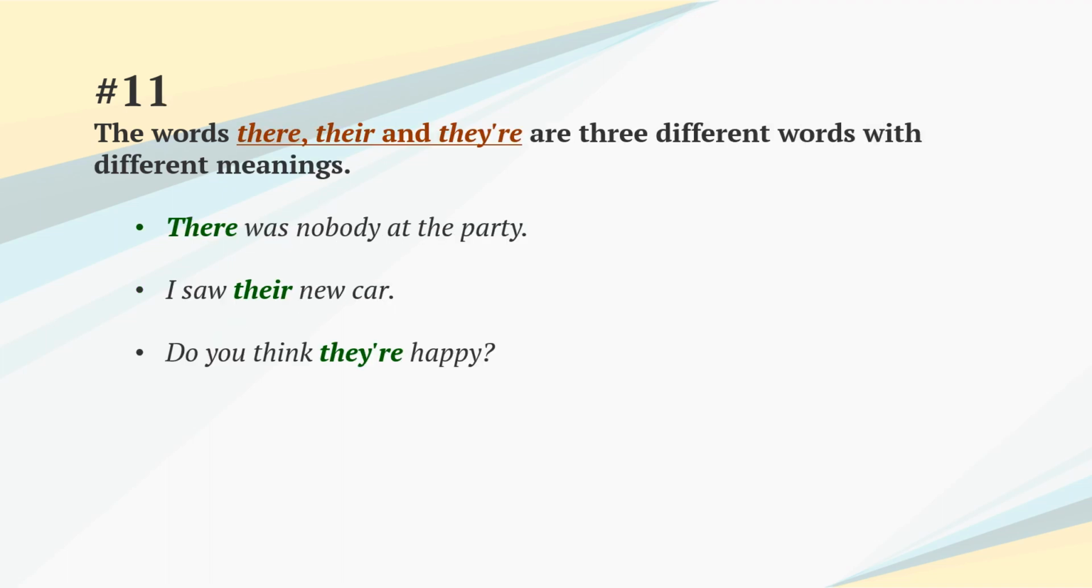Rule 11. The words there, their, and they're are three different words with different meanings. There was nobody at the party. I saw their new car. So their is a possessive adjective. Do you think they're happy? So this sounds like there, but it's a contraction of they are.